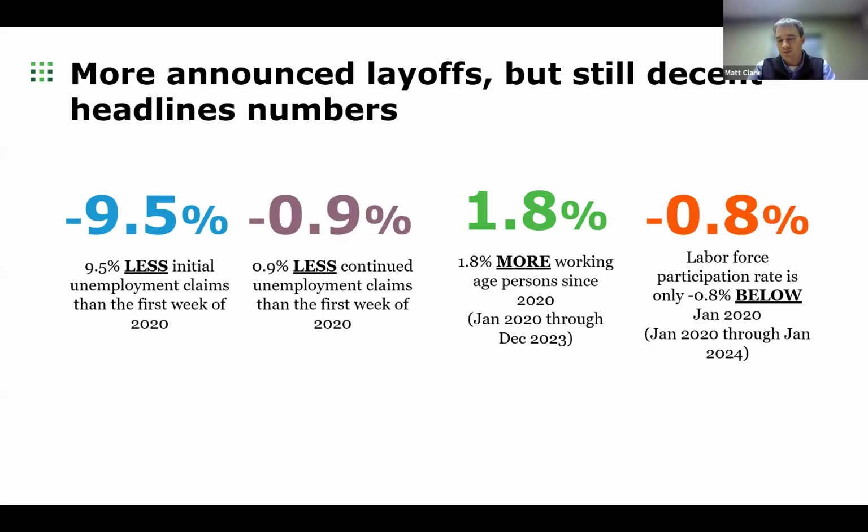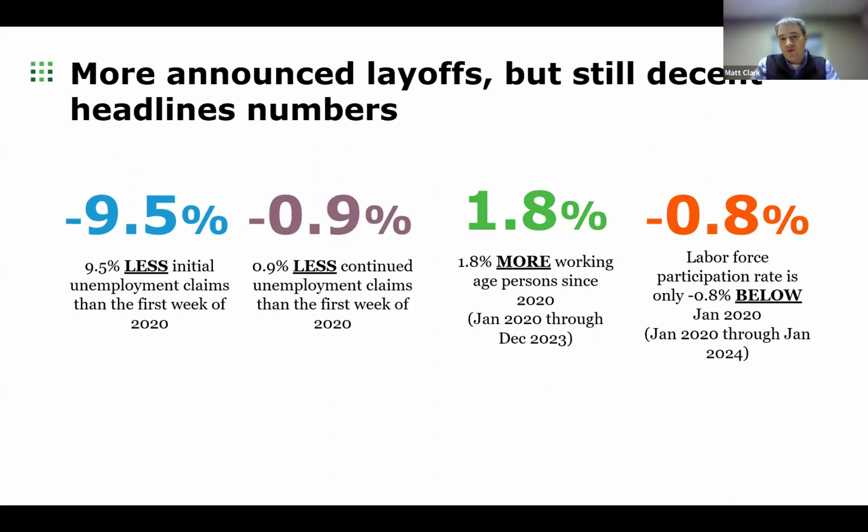So here I picked out 4 that I follow. I'm comparing them to the first week of 2020, so right before COVID happens. Where are we today? Well, today we've got about 9.5% less unemployment claims, or people who are filing initial unemployment claims. We've got about 1% less continued unemployment claims, so those who have already filed initial and are still on unemployment, right?